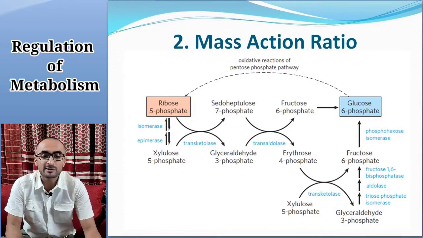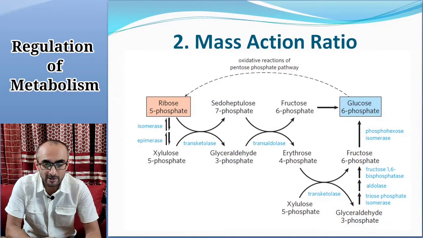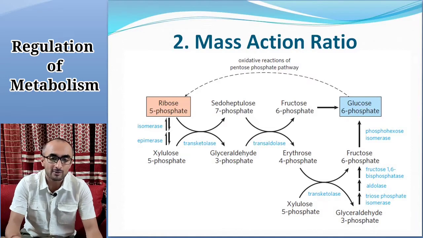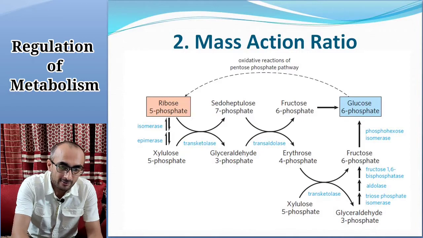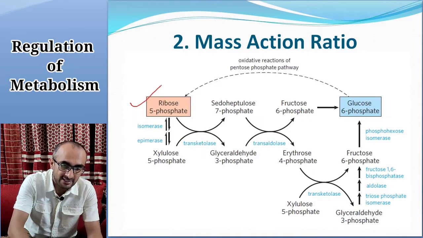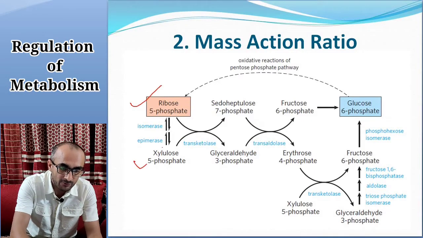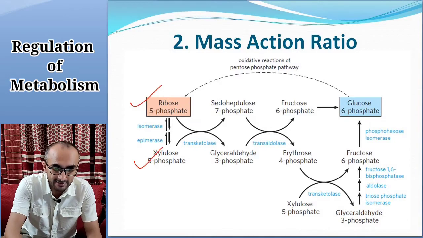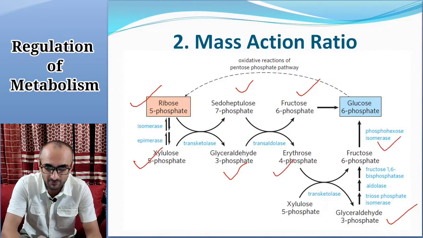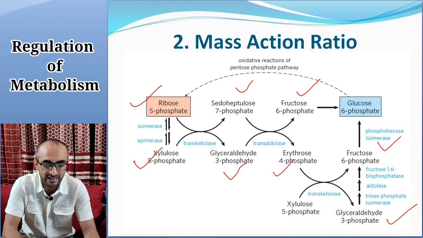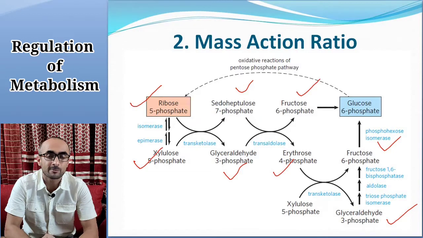Another mechanism of regulation of metabolic reactions is mass action ratio. The example here is again from the oxidative reactions of the pentose phosphate pathway, where a pentose sugar, ribose 5-phosphate, and another pentose, xylulose 5-phosphate, react together and form several variable carbon number sugars, and eventually you have glyceraldehyde 3-phosphate and fructose 6-phosphate. So these are products of these reactions. These are all reversible reactions.